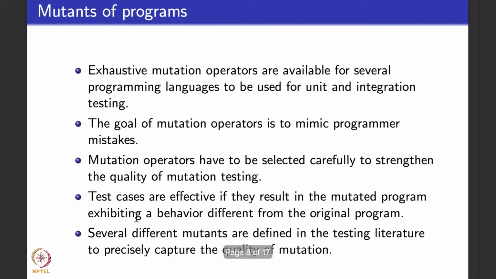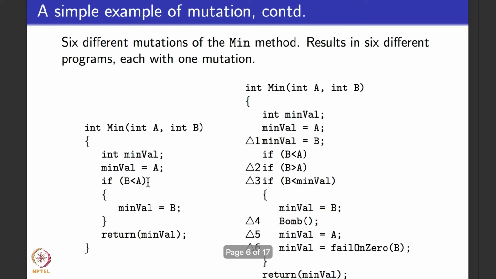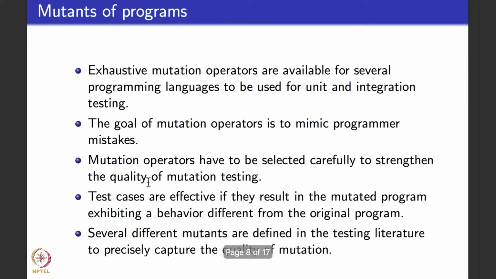So how do I create mutants of programs? As I've always told you from the time we began mutation testing, exhaustive lists of mutation operators are available for several different programming languages. They can be used for unit testing, like we saw in this example program. They can also be used for integration testing. In the next lecture, I'll show you an exhaustive list of simple mutation operators that can be applied to Java programs and to programs in C.